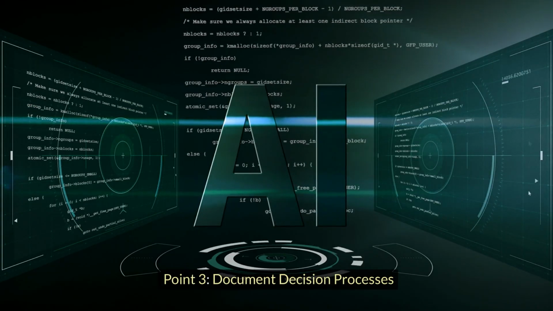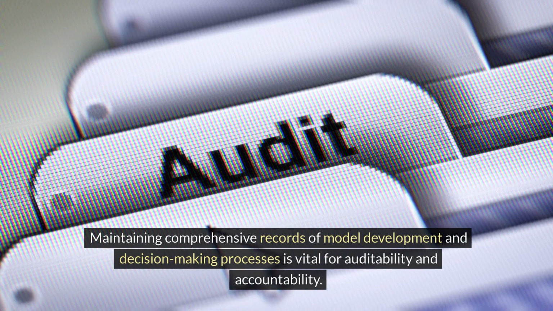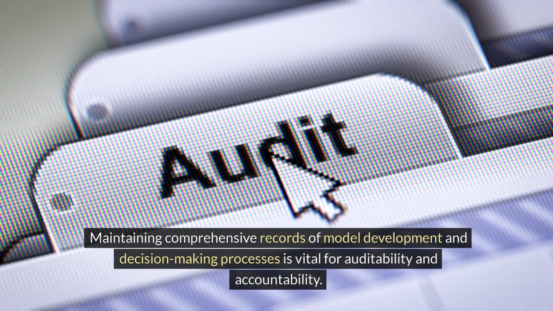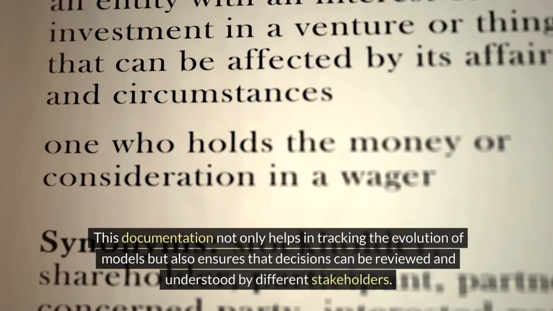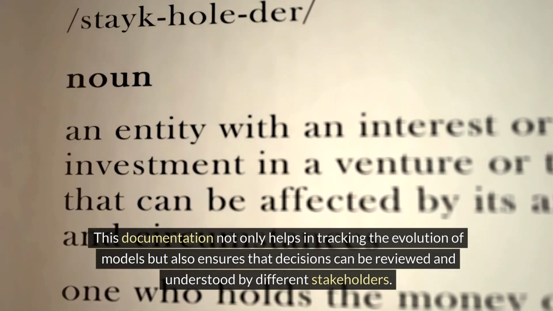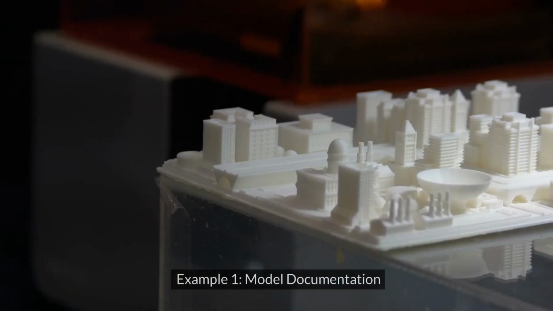Point 3. Document decision processes. Maintaining comprehensive records of model development and decision-making processes is vital for auditability and accountability. This documentation not only helps in tracking the evolution of models but also ensures that decisions can be reviewed and understood by different stakeholders.